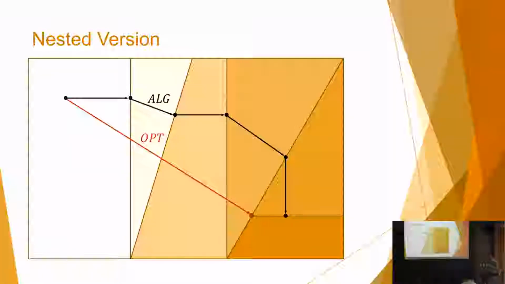In the general version, we don't have such a good idea of what opt is, so it's harder to nail down the competitive ratio. But here we have a very good idea, and we just have to bound what.